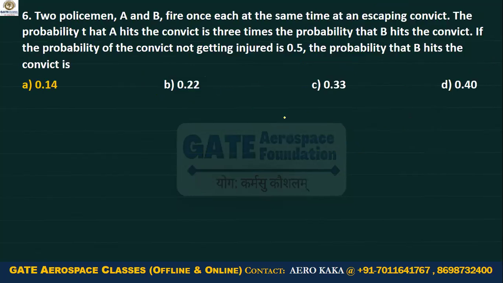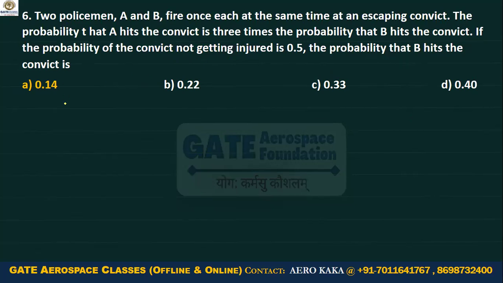Okay, now this is an interesting question about probability. Two policemen, A and B, fire once each at the same time at an escaping convict. The probability that A hits the convict is 3 times the probability that B hits the convict. The probability of the convict not getting injured is 0.5. The probability that B hits the convict is, we are supposed to find out what is the probability of B getting injured. So let's try to see.